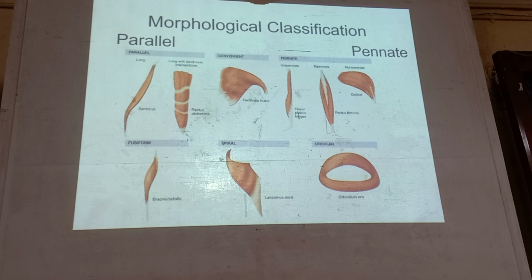Lower right, the sphincteric muscle, circular muscle, again adjacent fasciculi are parallel to each other.